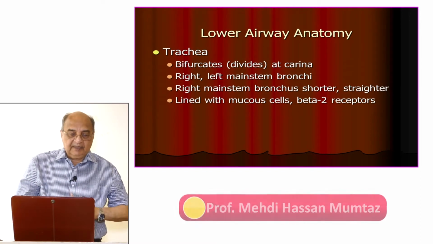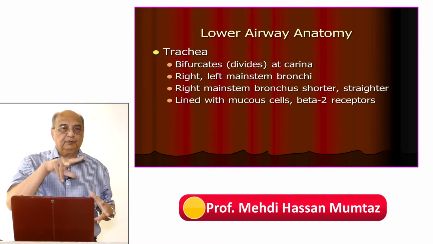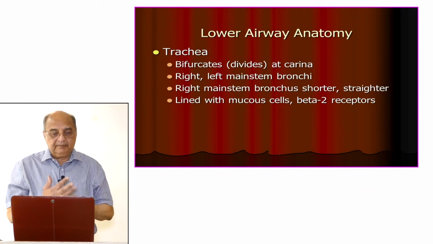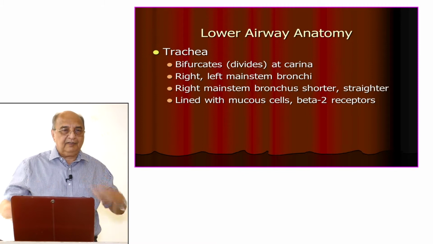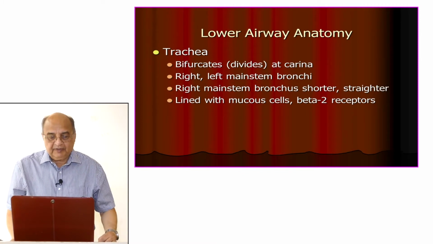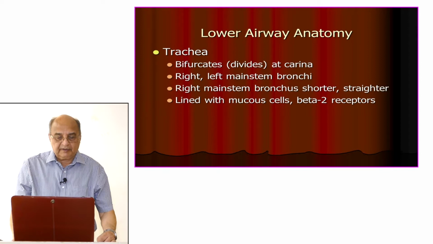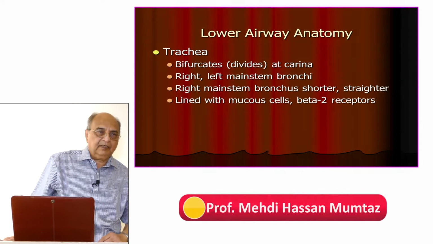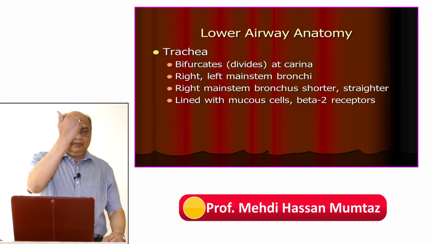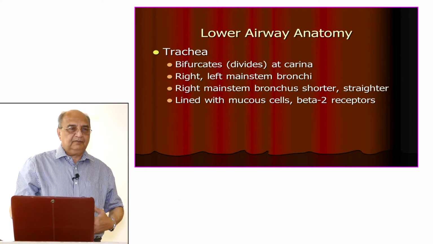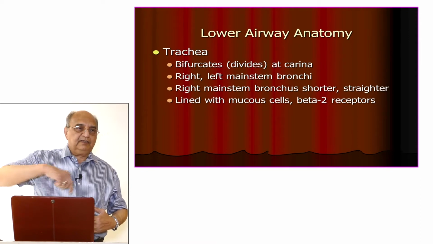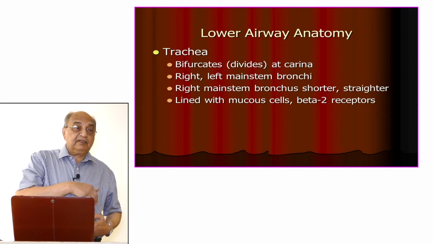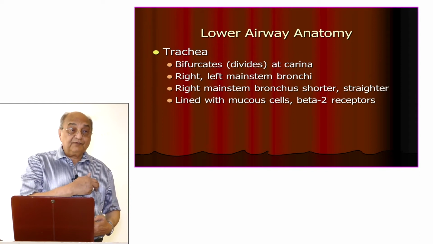Trachea bifurcates at the carina. There are two portions like this. Because of the bifurcation, right and left main stem bronchi, they are called bronchi, right and left. The right main stem bronchus is shorter, straighter, and at what angle is it? If you take the trachea like a straight line, then the right bronchus going like this is at an angle of 25 degrees. On the left side, it is at an angle of 45 degrees.